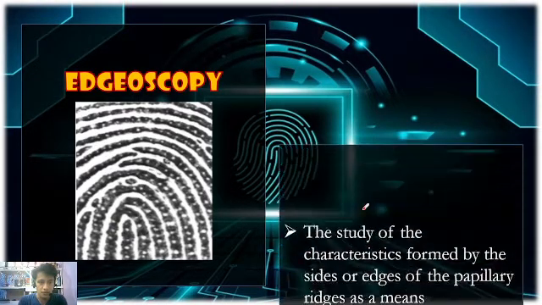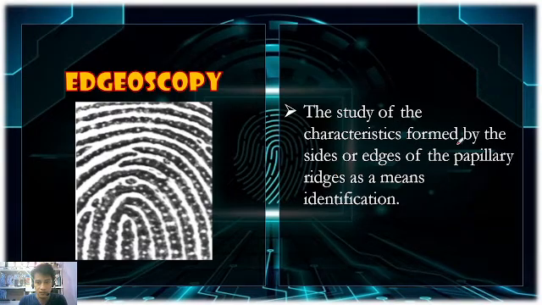And we have here edgeoscopy naman. Edgeoscopy, by the word edge, that is the study of the characteristics formed by the sides or edges of the papillary ridges. So we have here an example image. As you can see in here, this is a fingerprint impression. And then ano yung pinagtutuunan niya ng pansin? The study of edgeoscopy, ang inaaral dyan is yung sides ng ridges. Diba? Sabi natin, ang ridges ay ito, and then furrows yung puti. Furrows yung bumubuo ng white formations na yan.